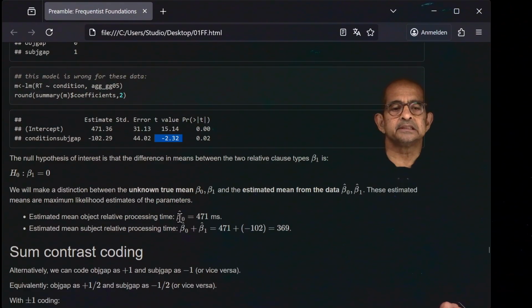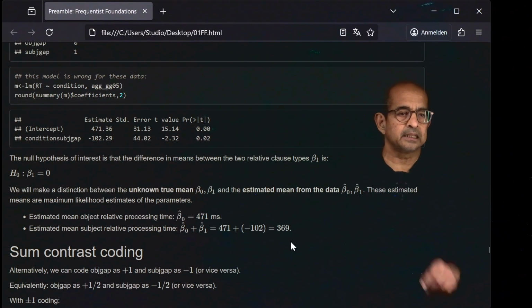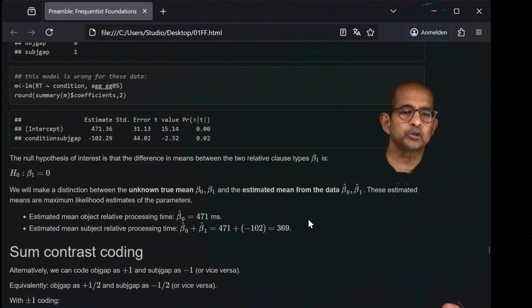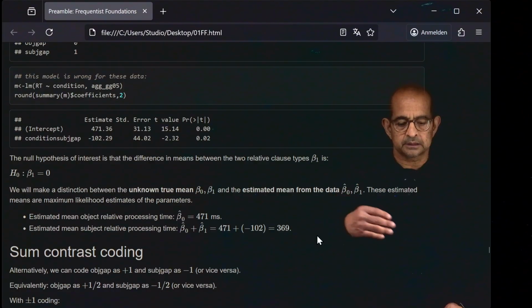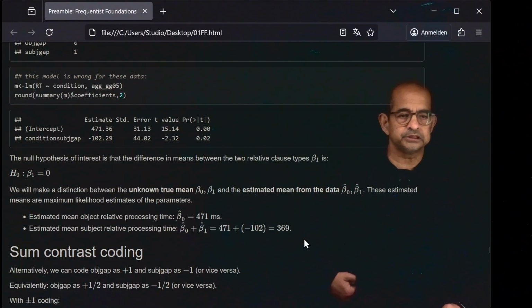And of course, given the intercept and slope estimates, you can now derive the sample means for the object and subject gap conditions, right? For the object gap condition, which is coded 0, the intercept estimate gives you the estimated mean reading time. And for the subject gap condition, you would have the intercept plus the slope times 1, right? That would give me the estimated or the sample reading time for the subject gap condition. So this is how you can derive the estimated reading times for each of the two conditions from the treatment contrast coding.